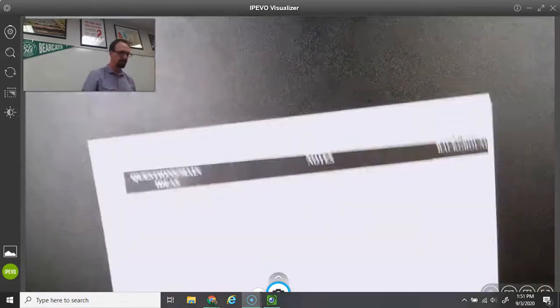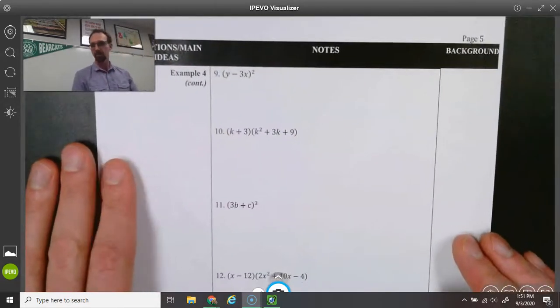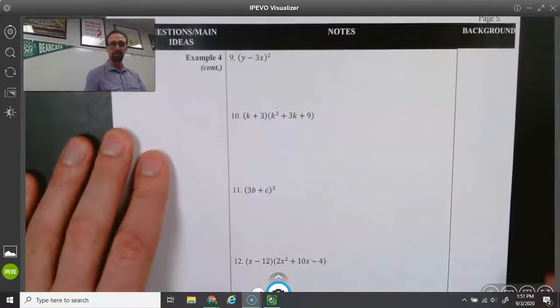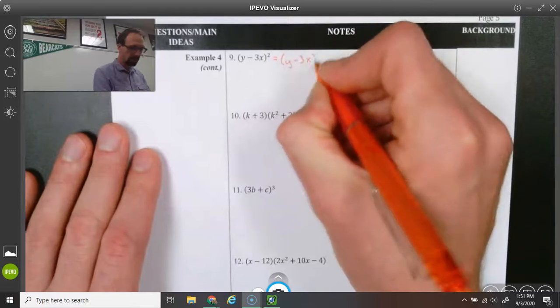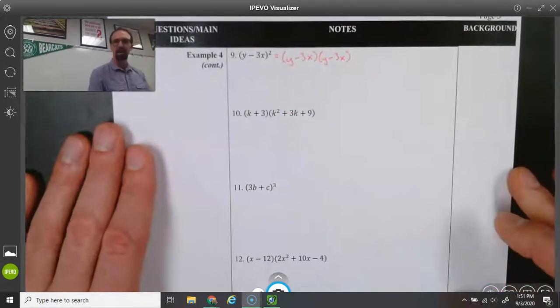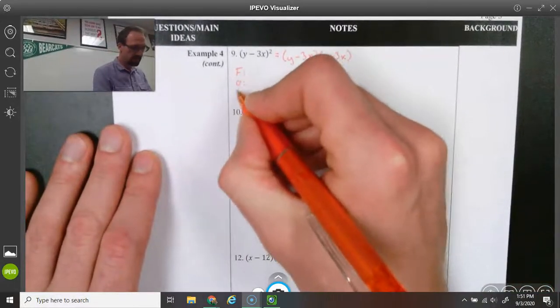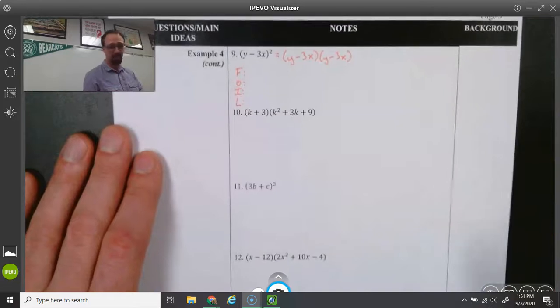And next page, number 9, I have the quantity y minus 3x squared. If I take y minus 3x squared, that means I am actually taking y minus 3x times y minus 3x. A lot of students miss that. If you did the FOIL method, which is okay to do because it's a binomial, it doesn't work all the time, but because it's a binomial, you can multiply through.